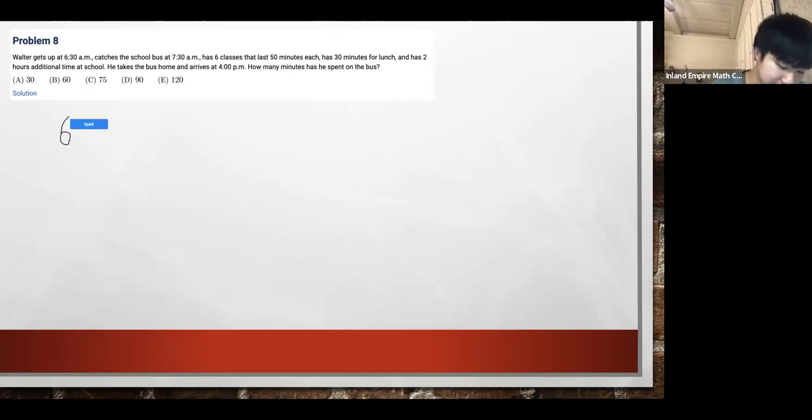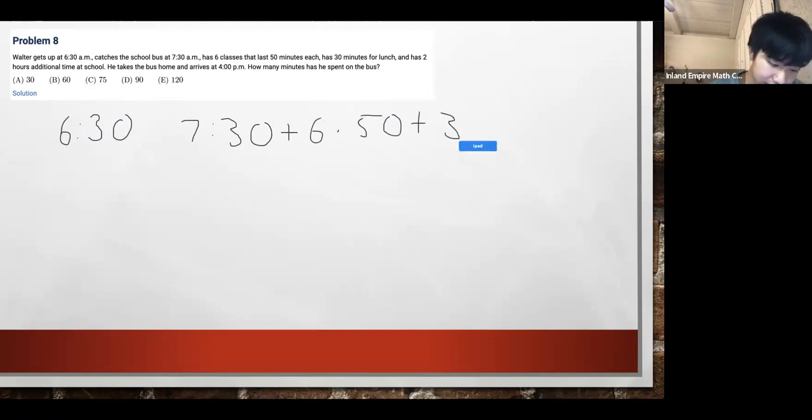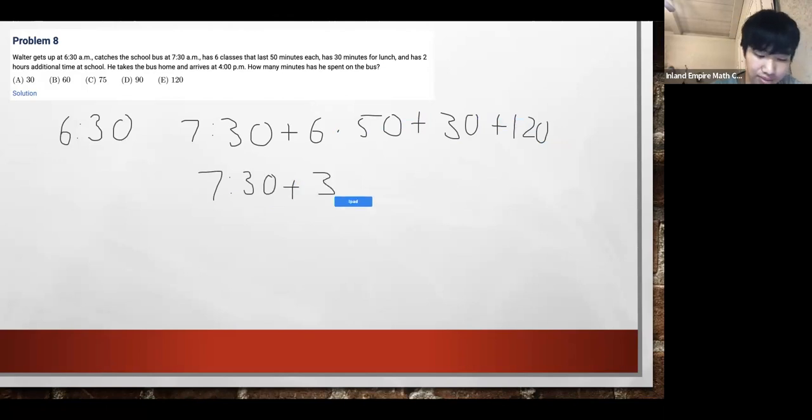If we start at 6:30, he catches the school bus at 7:30. Okay, so he starts at 7:30. Then we add 6 classes that have 50 minutes each, so it'd be 6 times 50. And then we add another 30 minutes for lunch and another 2 hours, which is just the same thing as 120 minutes. If we add that together, we will get 730 plus 300 minutes plus another 150 minutes.